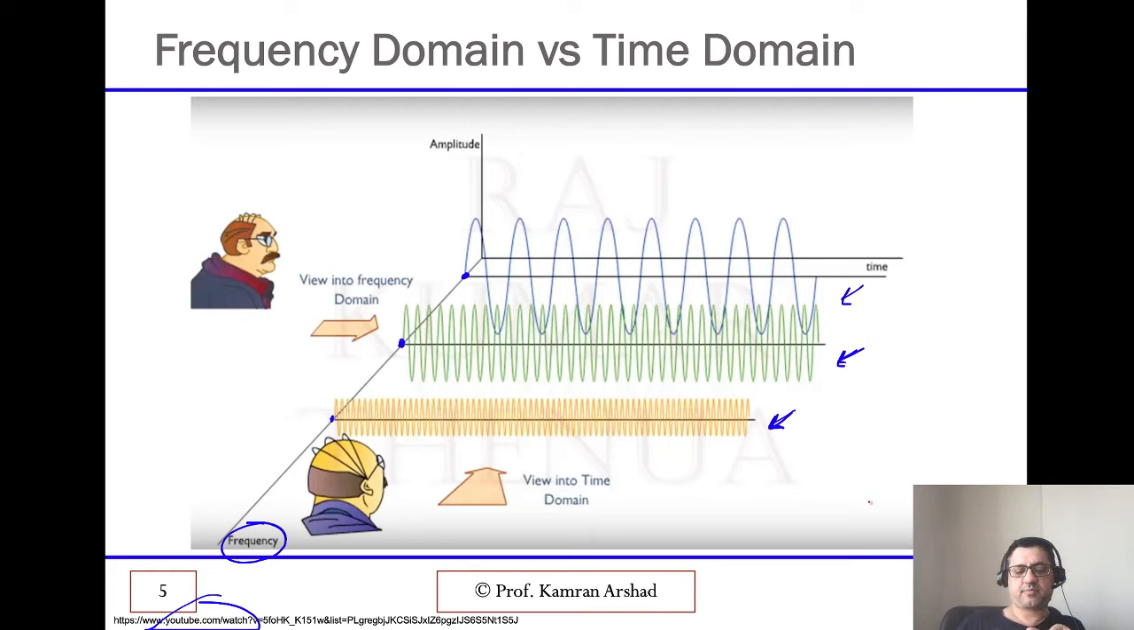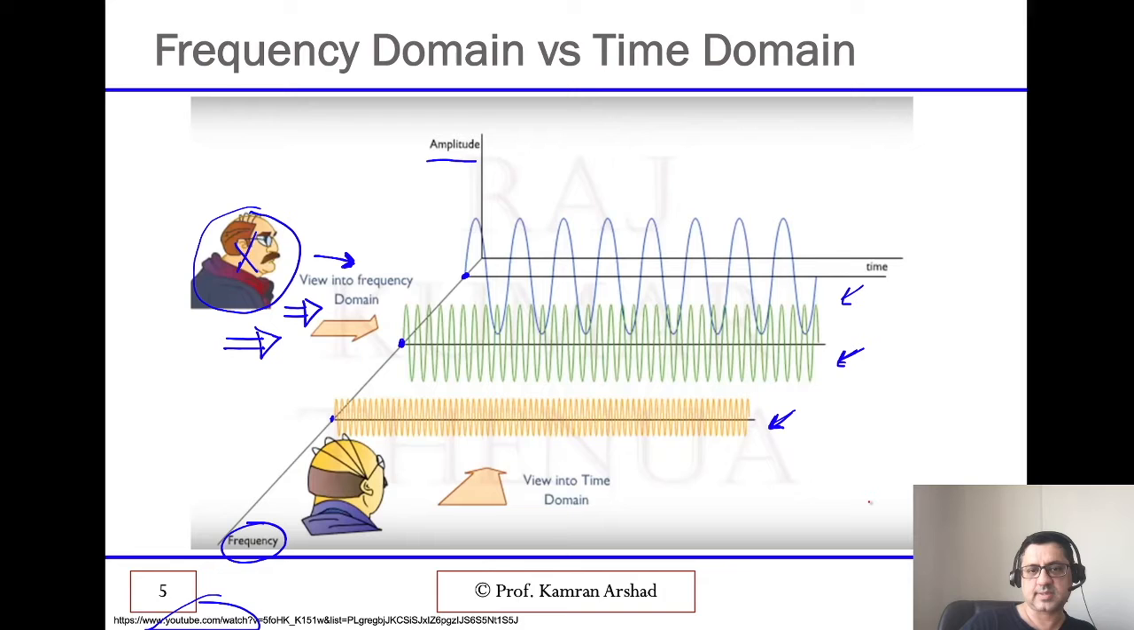Now first of all, think about this person here, who is looking from this angle. Forget about the other guy. Just think that you are sitting here, watching from this angle. When you watch from this angle, you can see this amplitude axis, and you can see this axis here, which is the frequency axis. So you can watch only the amplitude axis and the frequency axis.